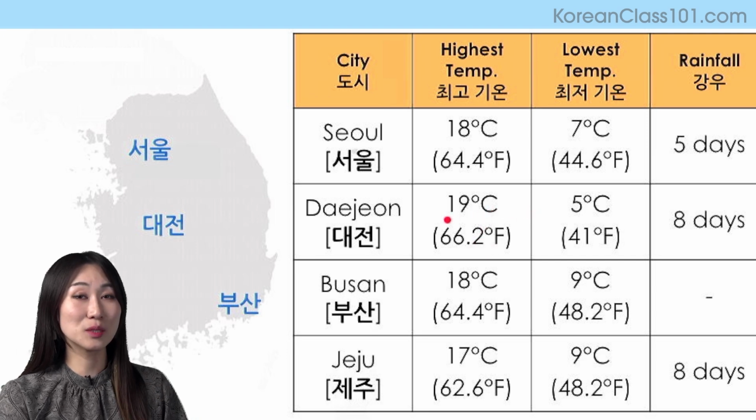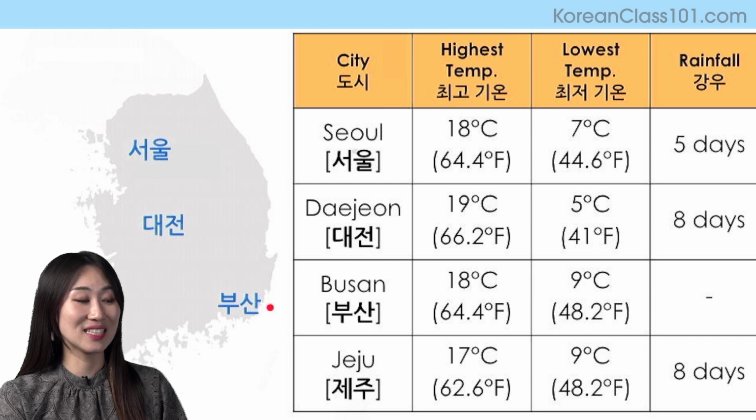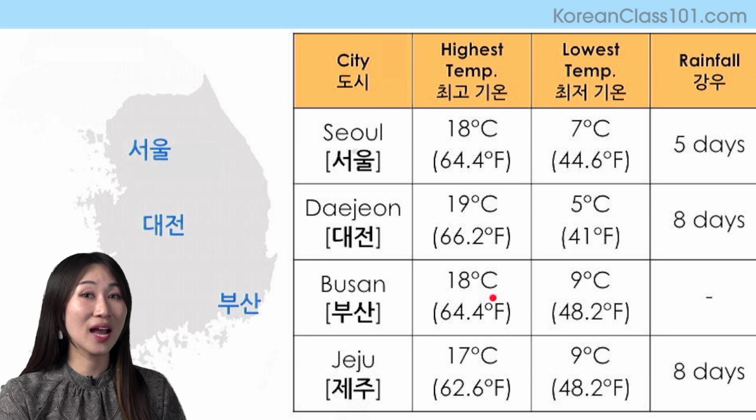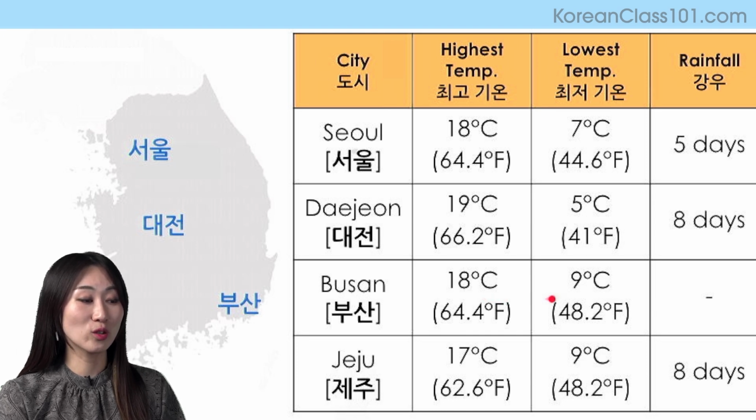Celsius. So, 19도, 19 degrees. 5도, 5 degrees. Now, let's look at Busan. Busan is very close to this sea, and this is the second biggest city in Korea. And interesting, the highest temperature is the same as Seoul, 18 degrees, 18도. And the lowest temperature is 9도, 9 degrees.